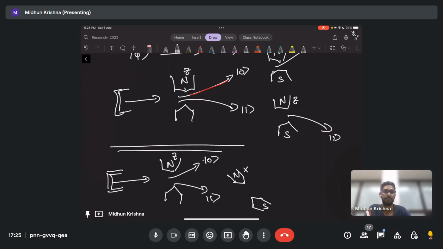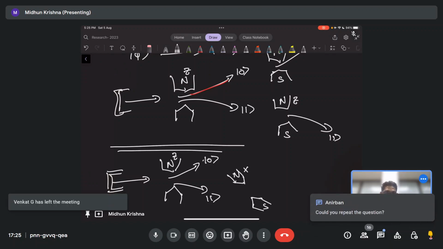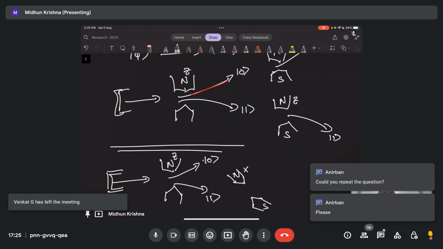It won't go. It won't go. You're saying it'll just go straight through? Is that what you're saying? No, it won't go to that because it can't be polarized on north or south. I didn't understand. It won't go. So my question is, yeah, sure. I'll repeat the question again.